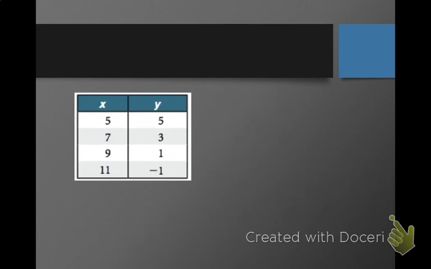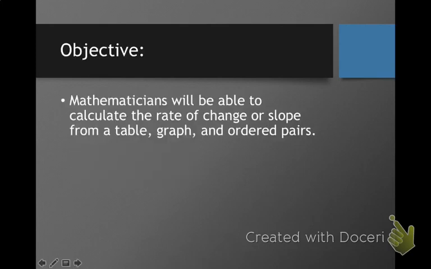All right, so our objective for today was that by the end of this lesson, you mathematicians would be able to calculate the rate of change or slope from a table, graph, and ordered pairs. And now that we have gone over those three things, I hope that you have a better understanding of them. If you still have questions, you should raise your hand and I will come to help you individually. When you are done with this notes page, please also show me your notes page so that I can see what you have done so far and give you the practice assignment for today.